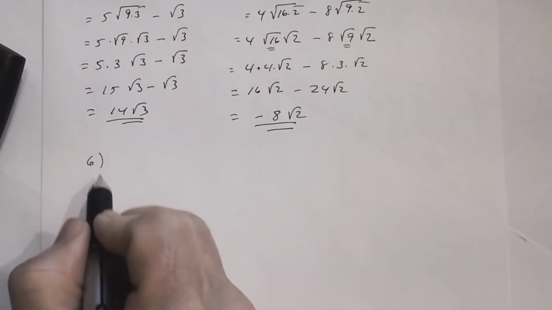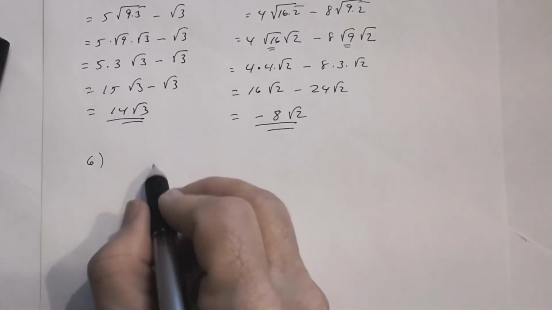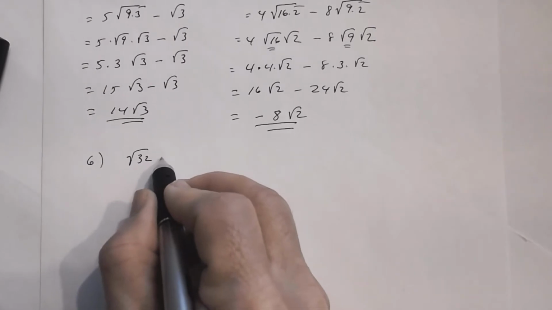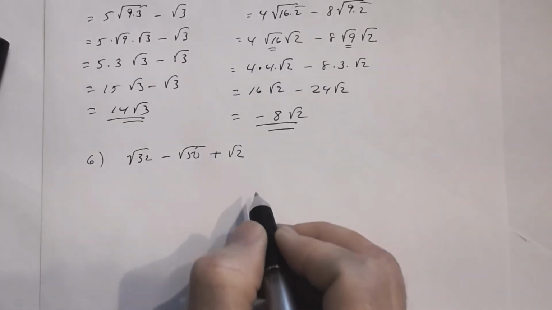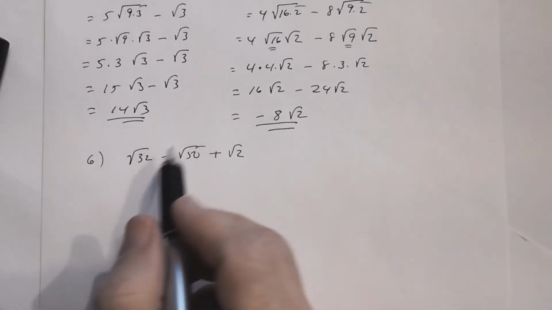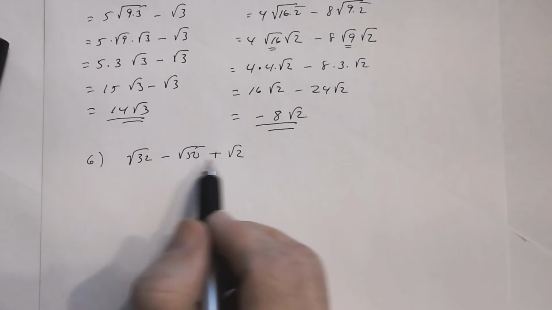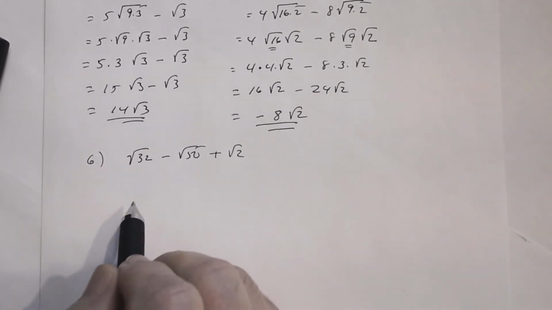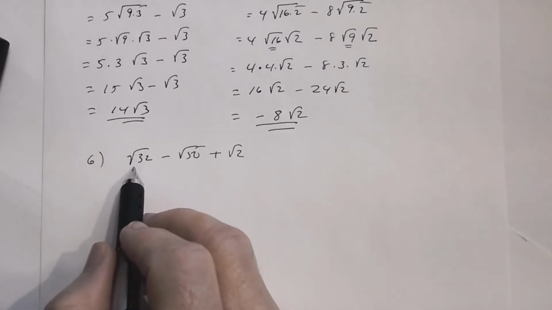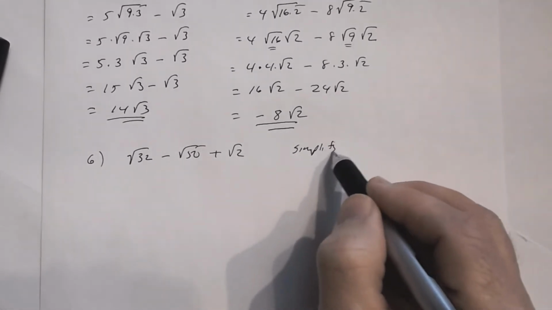All right? Okay, let's go to number 6. So number 6, we have the square root of 32 minus the square root of 50 plus the square root of 2. So I'm looking at 3 radicals here, 3 terms. So let's see if I can simplify those. So I cannot combine them right away because they all have different radicands. So remember, the first thing you always do is simplify. Simplify first.